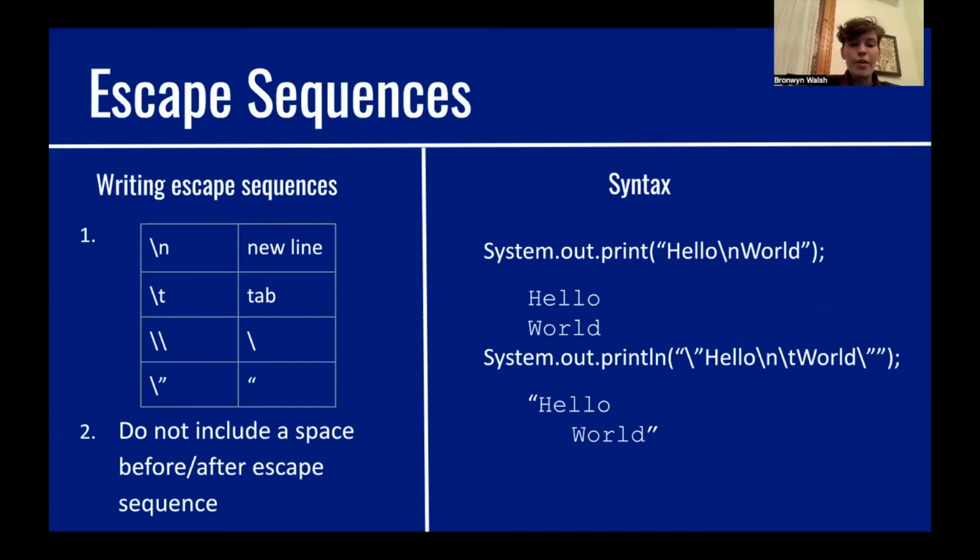So in order to add formatting, such as a new line or a tab, we use escape sequences. The format of escape sequences is always a backslash followed by a character or a symbol. Escape sequences are added in the middle of a string literal or in between quotations. A space is not needed before or after the escape sequence, otherwise that space will also be included in the output.